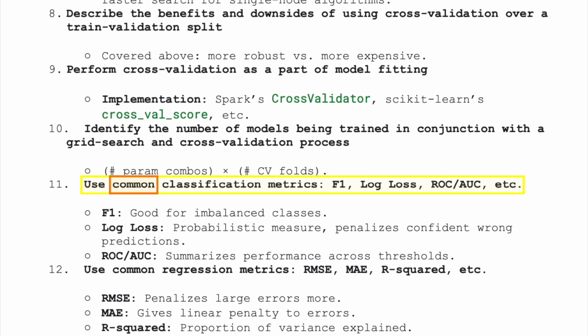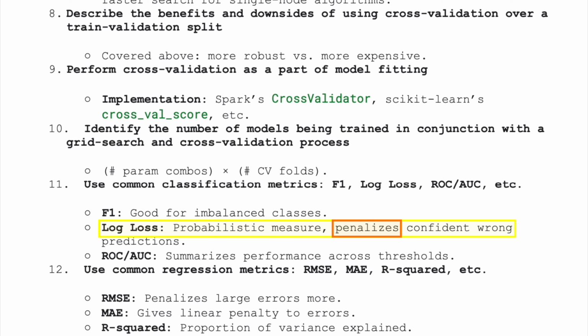11. Use common classification metrics: F1, log loss, ROC/AUC, etc. F1: good for imbalanced classes. Log loss: probabilistic measure, penalizes confident wrong predictions. ROC/AUC summarizes performance across thresholds.